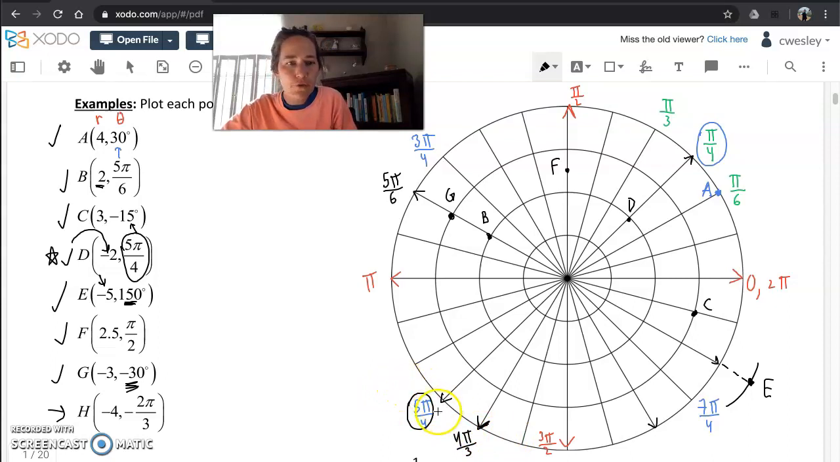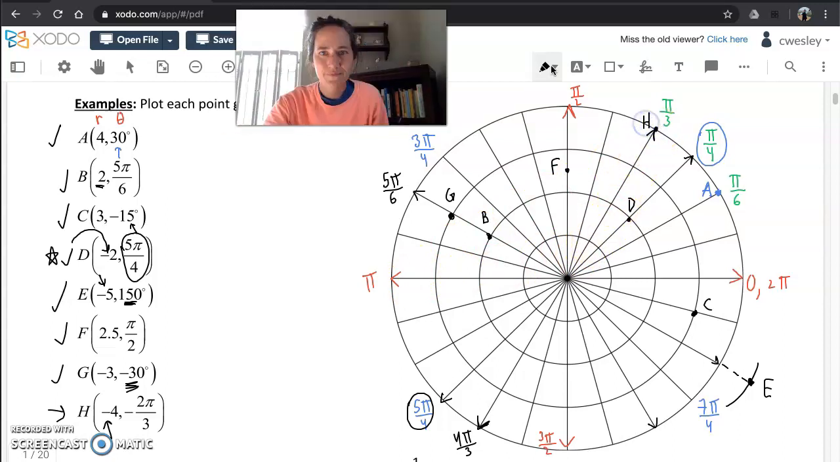So 4 pi over 3 is the line we want to be on, but not for long because we want to flip-flop over and go 4 rings up. So flip-flop yourself across the pole up to the line pi over 3. And we're actually, where I drew the arrows, where I want to be. I want to come out 1, 2, 3, 4 circles to label point H.